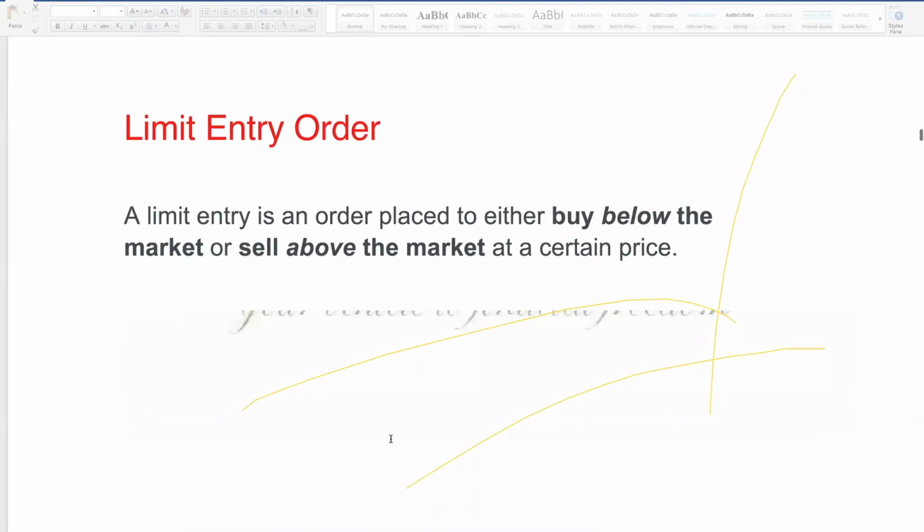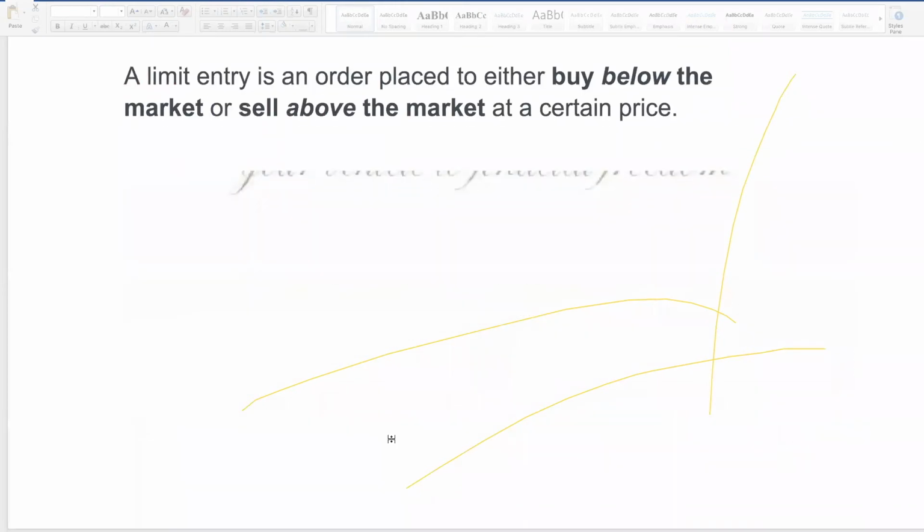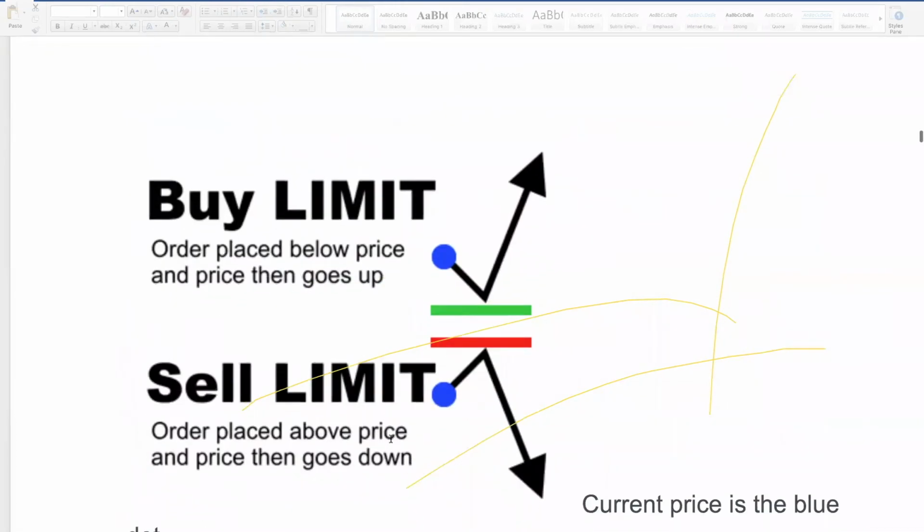Limit order entry. Limit entry is an order placed to either buy below the market or sell above the market at a certain price. Buy limit, order placed below the price and price goes up. Sell limit, order placed above price and price then goes down.